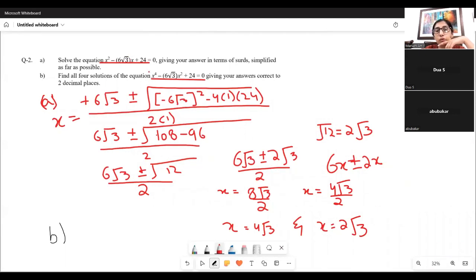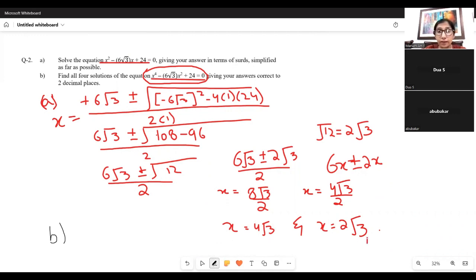This is not like a normal quadratic. The coefficient of the first term is 1. The coefficient of the second term is minus 6 under root 3 and the constant term is 24. Also, do you notice that this is a hidden quadratic equation? Yep. So that means the initial solution is going to be the same as the solution of part A. So when you solve this using the quadratic formula, you'll also get 4 under root 3 and 2 under root 3, but for y.